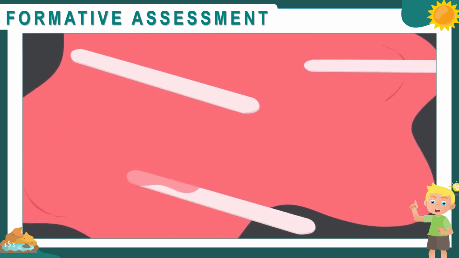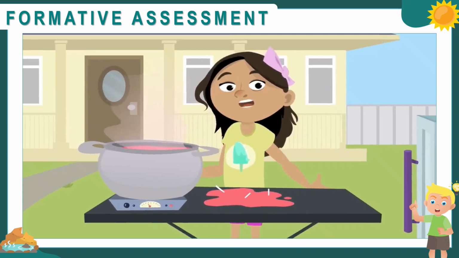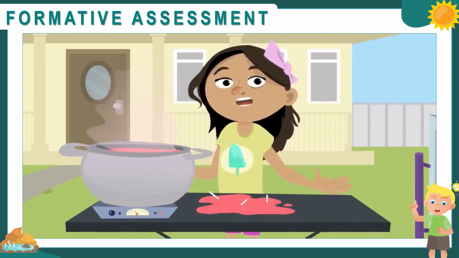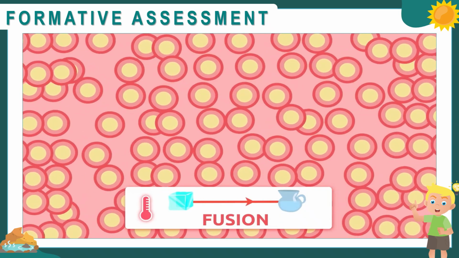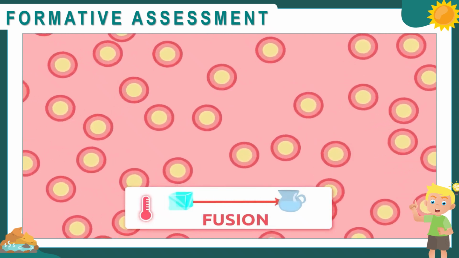Oh no! The popsicles have melted! I completely forgot about them. Do you remember how we call the change from solid to liquid? Fusion! When a solid becomes a liquid, it's called fusion. When the temperature of a solid rises, the particles that make up matter start detaching from one another and move more freely.